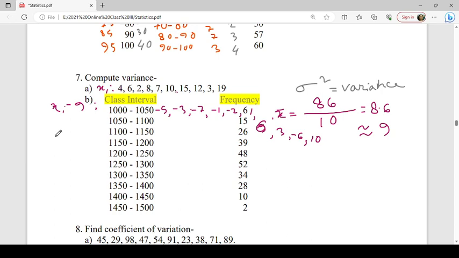Then xi minus 9 whole square. So it is minus 5 square, it is 25, then 9, then 49, then 1, 4, 1, 36, 9, 36, 100.